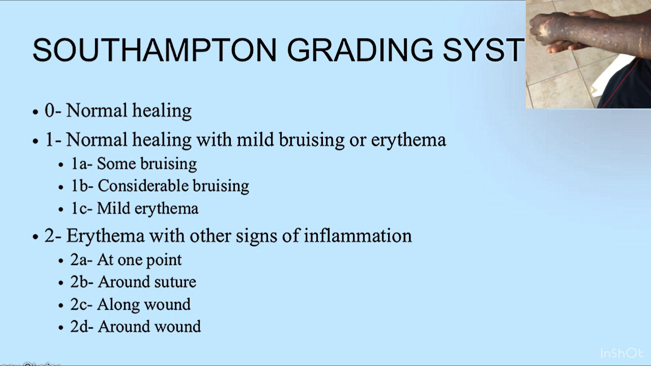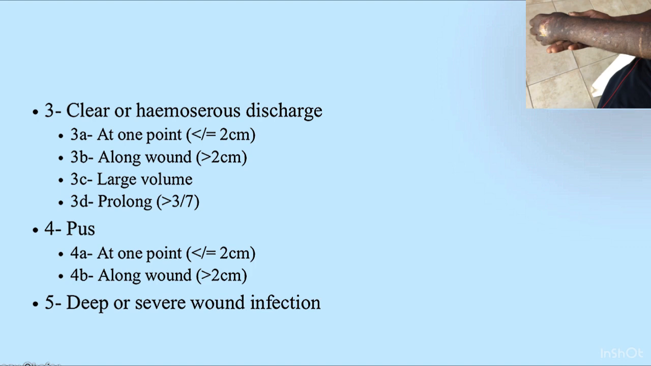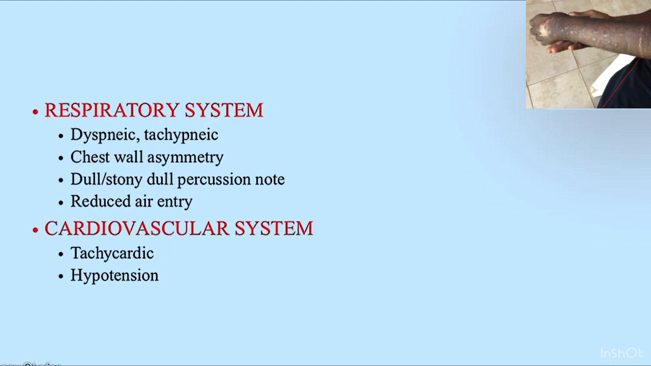So based on the surgical site examination, there's a grading system, the Southampton grading system, where we have 0, 1, 2, 3, 4, 5. So 0 is a normal wound, normal healing. 1 is normal healing with mild bruising or erythema, and then it has A, B, C, whereby there's some bruising, considerable bruising, and mild erythema. For 2, there's erythema with other signs of inflammation. 2A is at one point, 2B around the sutures, 2C along the wound, and 2D around the wound. And there's 3 and 4. 3 is clear or hemoserous discharge. 4 is pus, and then 5 is deep or severe wound infection.